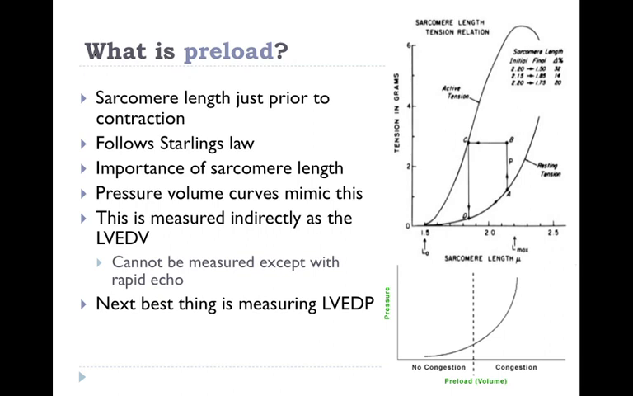Now, exactly what is preload? Preload is just the sarcomere length just prior to contraction. It follows Starling's law that as you increase the sarcomere length, or increase the actual preload inside the ventricle, you will tend to increase the cardiac output, which is consistent with improving sarcomere distance up to around 2.2 microns. Once you get to that point, the sarcomere begins to fail. So sarcomere length follows Starling's law as long as you don't reach the point of maximal stretch.